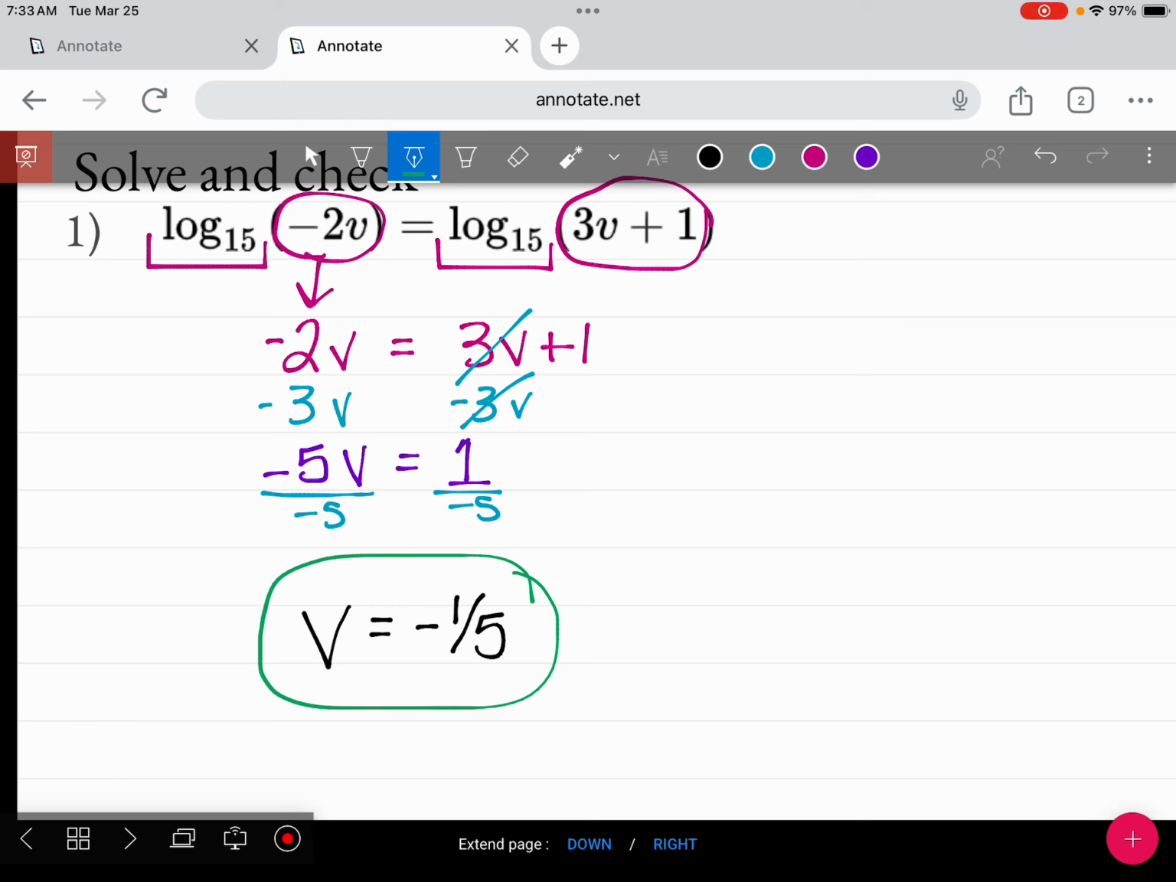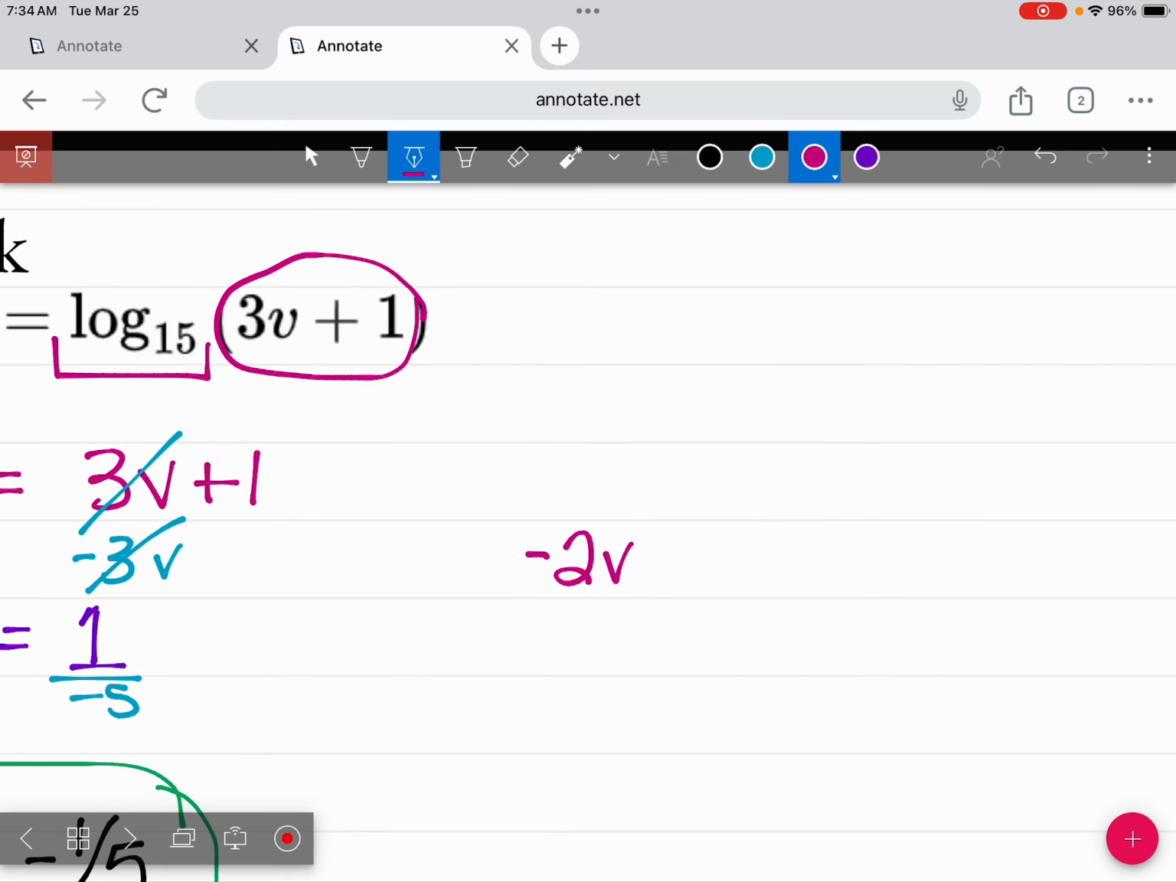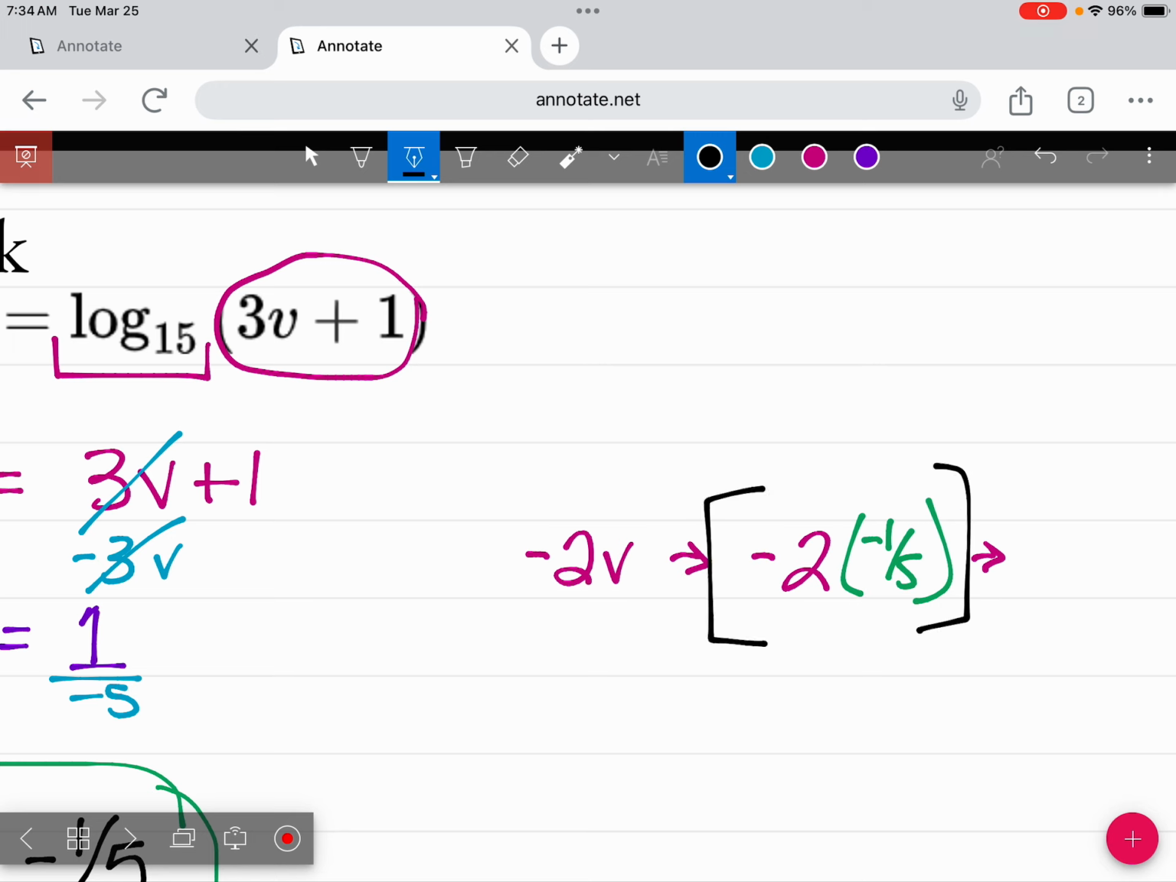Question on that bit? Because then we need to check. And what we're checking is we're checking to make sure we do not have any negative arguments if this is our letter. So we're going to look at each of our arguments, that minus 2v, and say, well, if that v is our negative 1/5, is this going to be positive or is this going to be negative? Positive. Because I have a negative 2 times a negative 1/5. This is going to be positive.